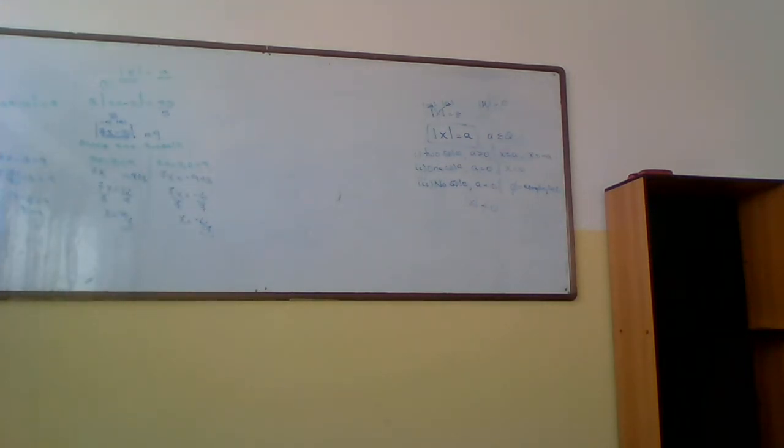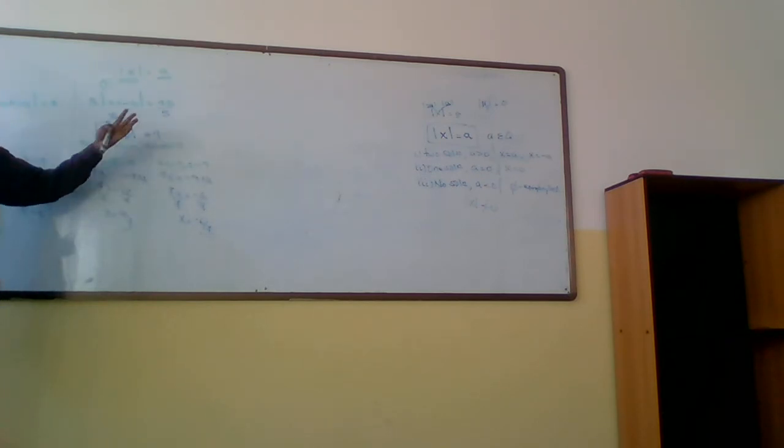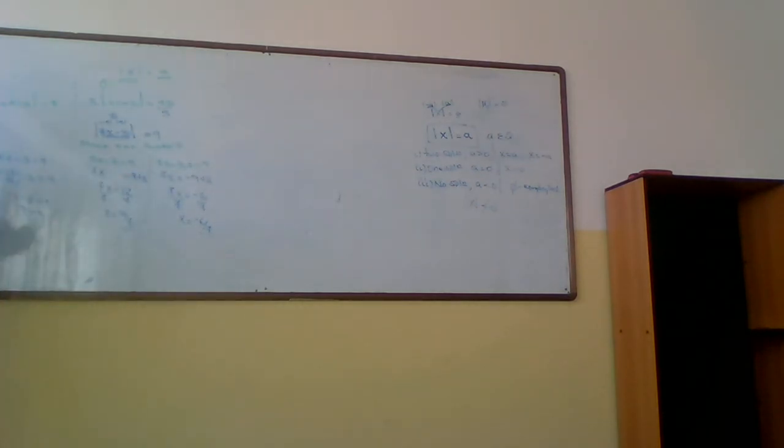So, when we put negative 6 over 7, it's the same. It gives me negative 9. And when I take the absolute value of negative 9, it gives me 9. You can check. 7 times negative 6 over 7 minus 3. So negative 6 minus 3 equals negative 9. Negative 9 equals negative 9. So the absolute value of negative 9 is 9. So it's true.